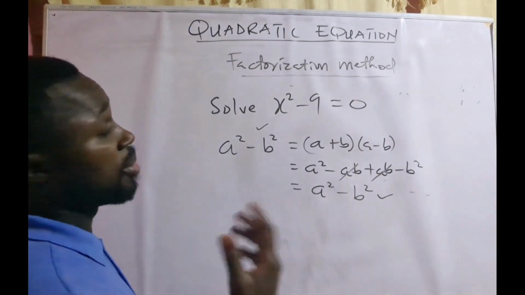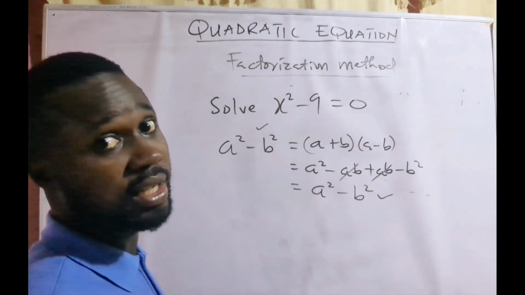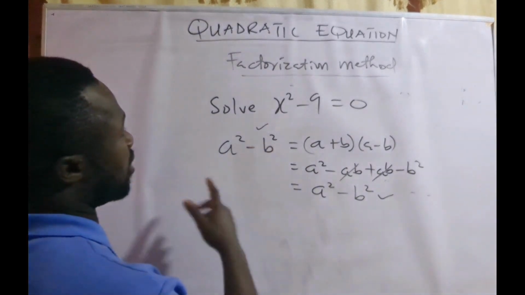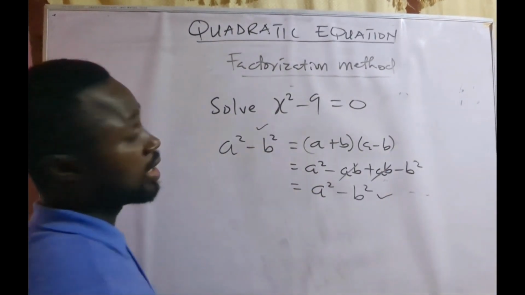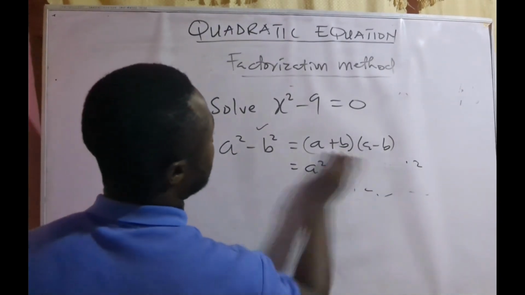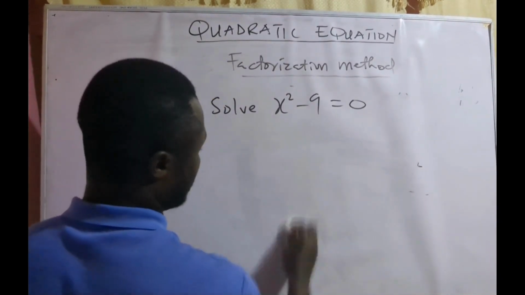The two terms have to be a perfect square or a perfect number, and there should be a subtraction in between the two terms. That is when you can use the difference of two squares and factorize. Okay, so let's look at the example that we have here.